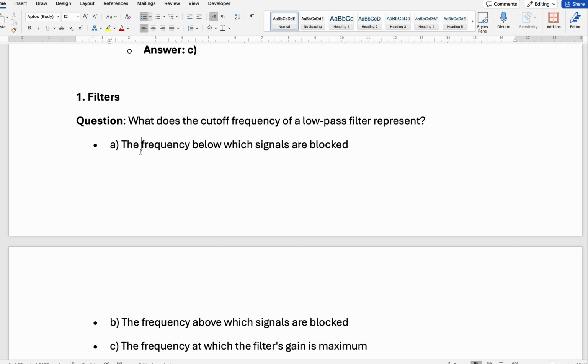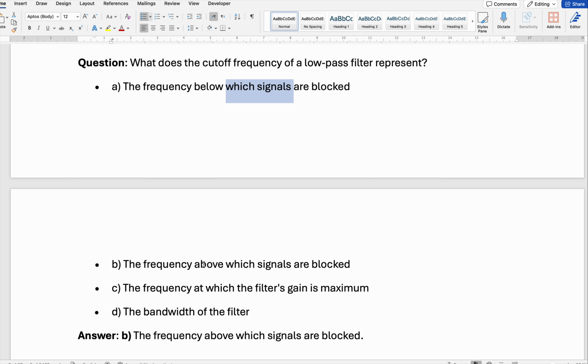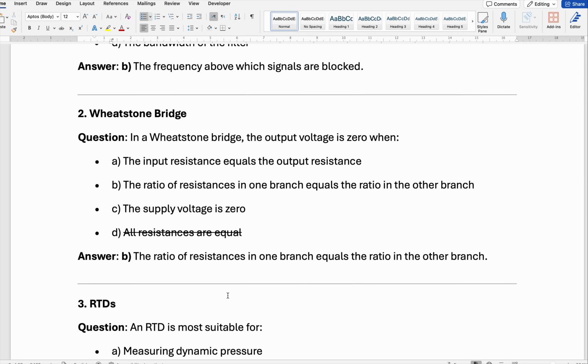So let's see: the frequency below which signals are blocked. Below means it is cutting off the low frequencies, which is not correct. The frequency above which signals are blocked: this is where it is blocking the higher frequencies. And the frequency at which the filter gains its maximum bandwidth has nothing to do with the question.